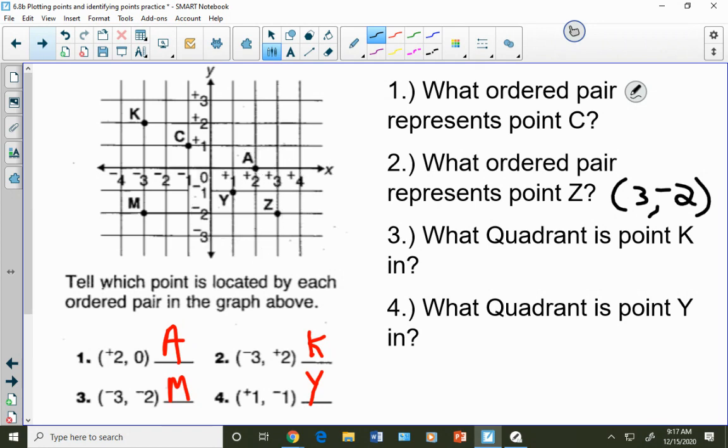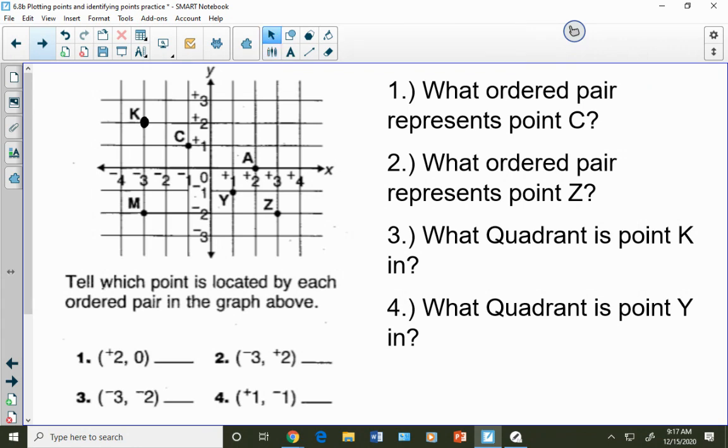Now, what quadrant is point K in? Well, point K is right here. Remember, quadrant 1 is at 1 o'clock. So we go counterclockwise. Counterclockwise, this has to be quadrant 2, quadrant 3, quadrant 4. So where is point K? Well, it's in quadrant 2.